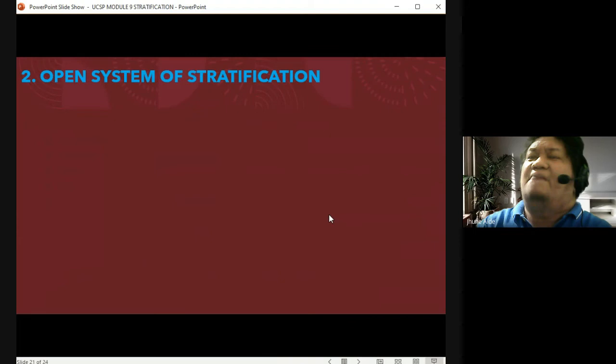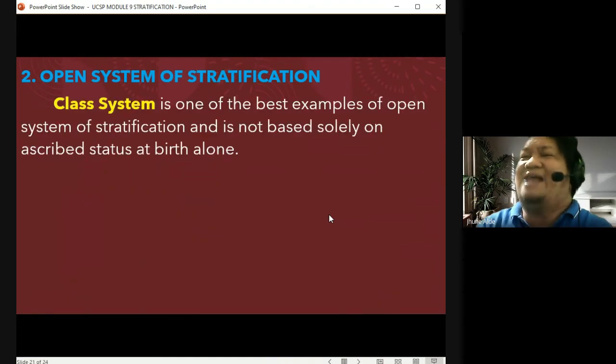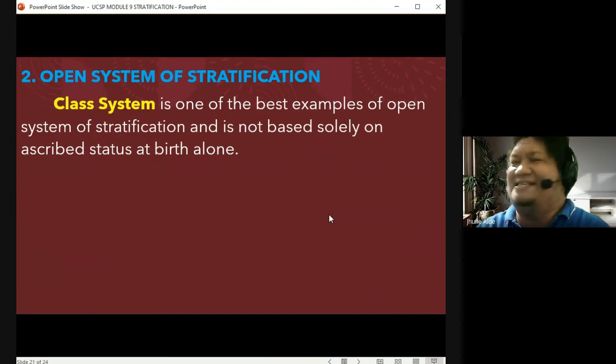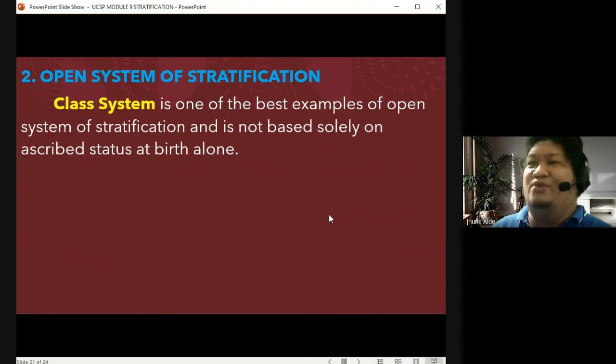Pangalawa naman is the open system of stratification. Ang Pilipinas kaya ay isang open system stratification? We'll find out. The class system is one of the best examples of open system of stratification and is not based solely on ascribed status at birth alone. So, ang Pilipinas ay pwede. Pwede tayo makihalubilo sa mga mayayaman. Pwede, yung iba pa nga nakakapag-asawa ng mga mayayaman. So, ibig sabihin nun, hindi closed system, kundi open system. Okay?